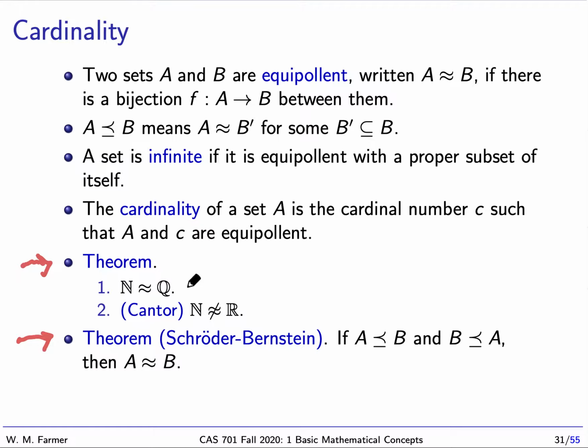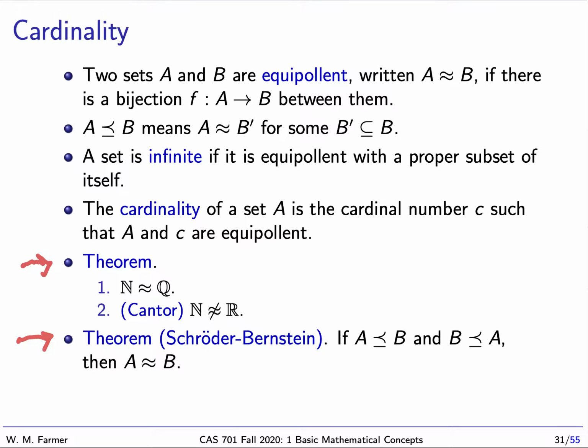The first part of this theorem says that the natural numbers is equipollent with the rationals. That means there's a bijection between the two. And the second one, which is due to Georg Cantor, says that the natural numbers is not equipollent to the real numbers. And notice all three of these sets are infinite.